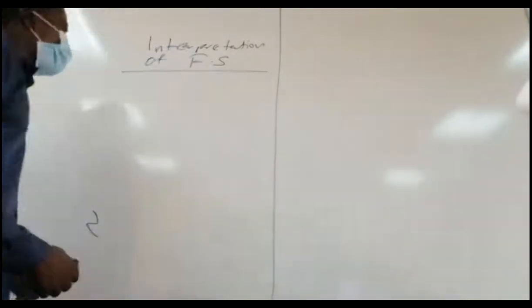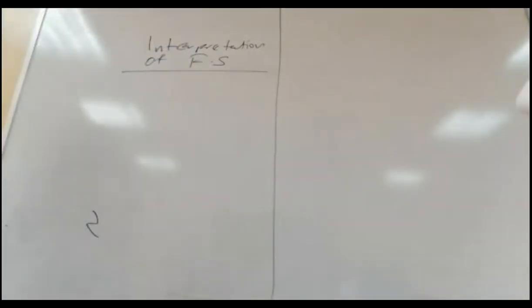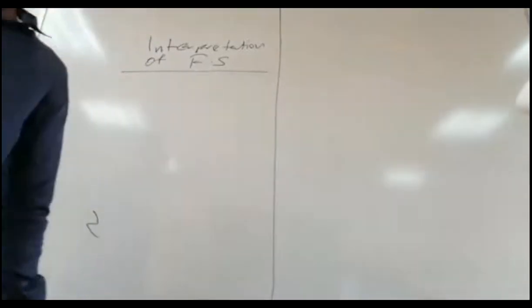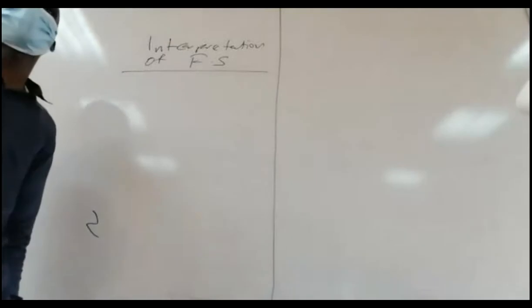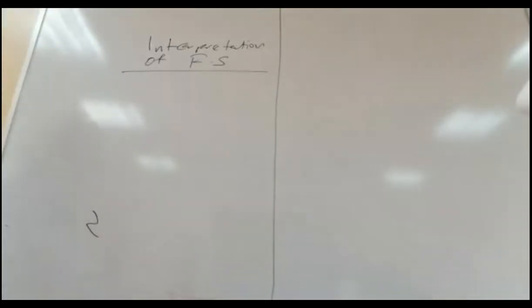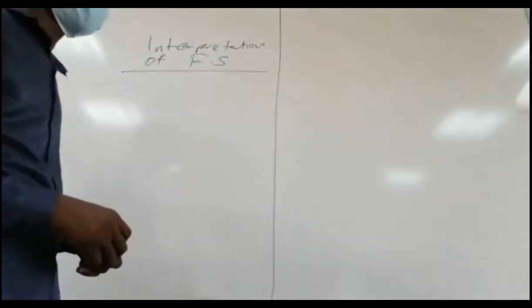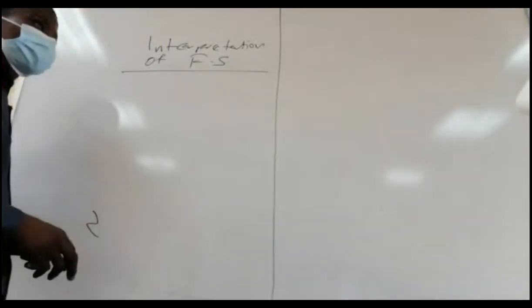So how do you provide meaning? For decision purposes. Good. So for decision purposes. So that is the interpretation of financial statements.